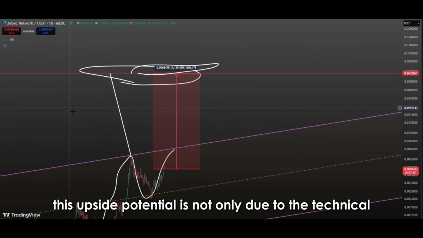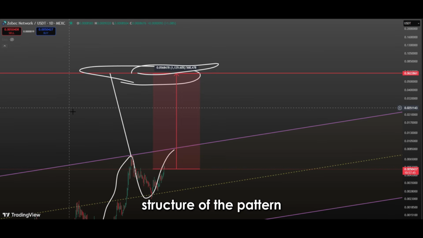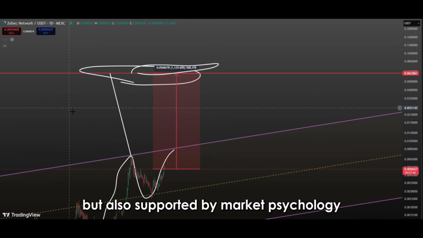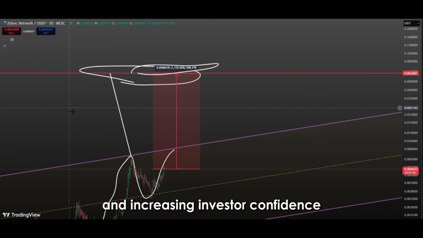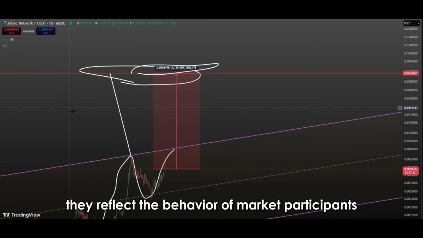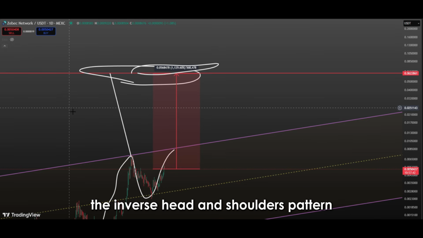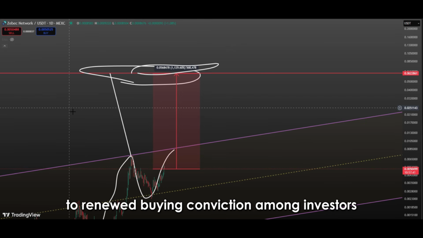This upside potential is not only due to the technical structure of the pattern, but also supported by market psychology and increasing investor confidence. In technical analysis, chart patterns are more than just shapes. They reflect the behavior of market participants. The inverse head and shoulders pattern visually represents a shift from indecision to renewed buying conviction among investors.